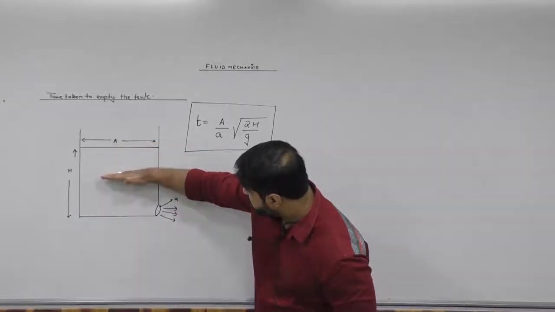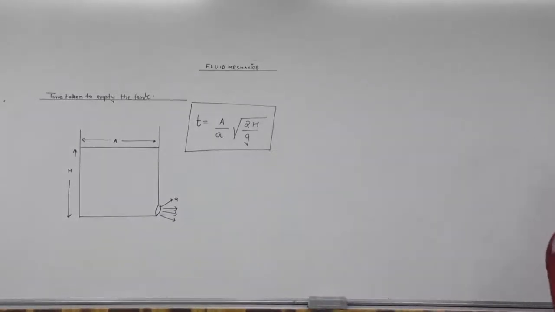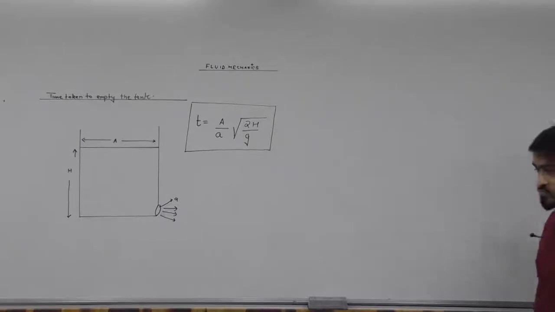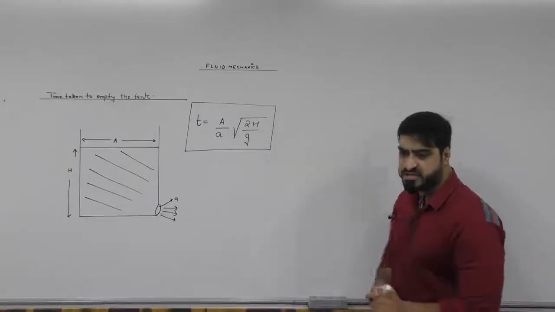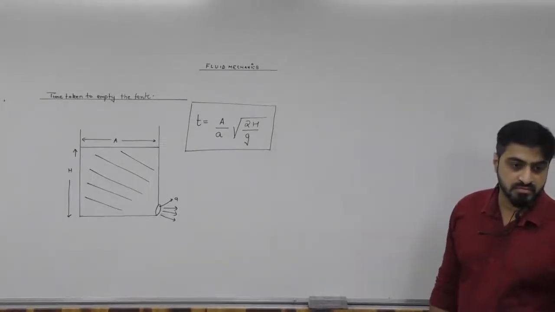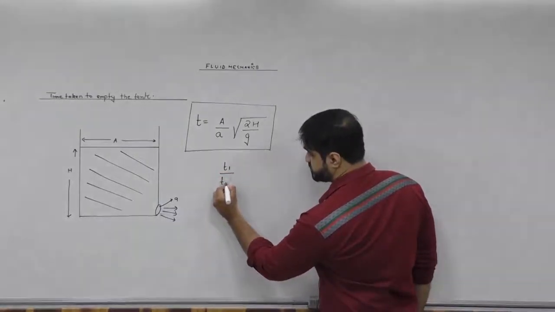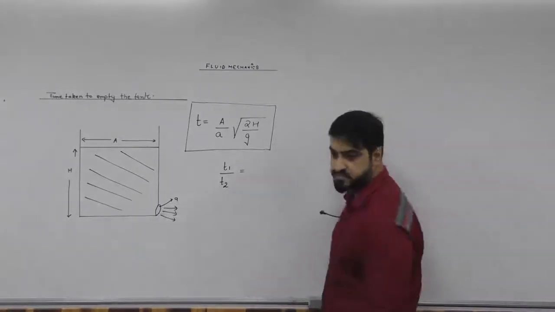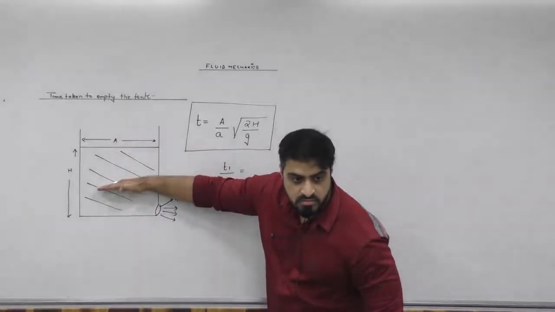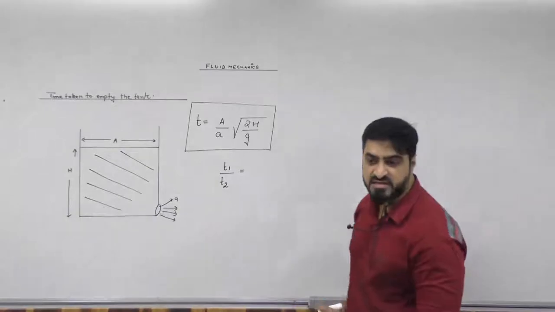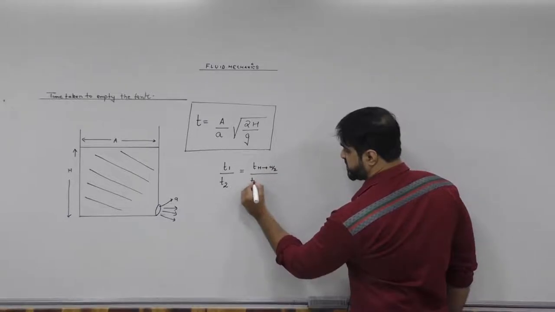Okay. H to H by 2, H by 2 to 0. Ratio of that thing. Capital A and small a is the same. Theek hai? Look over here, please. We want T1 is to T2. That is the time from H to H by 2, and then H by 2 to 0. Can I write this as? This is H to H by 2, and this is H by 2 to 0.